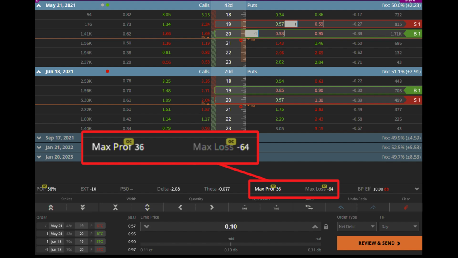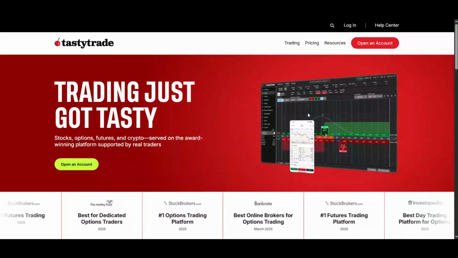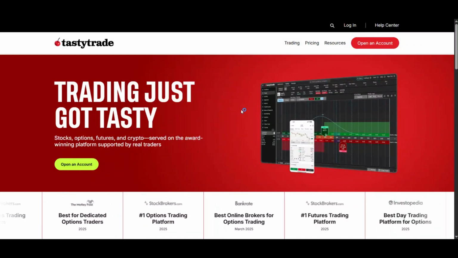Once your trade is live, track it closely. Set alerts for price movements, be ready to close or adjust your position before expiration, and take profits or cut losses based on your plan.